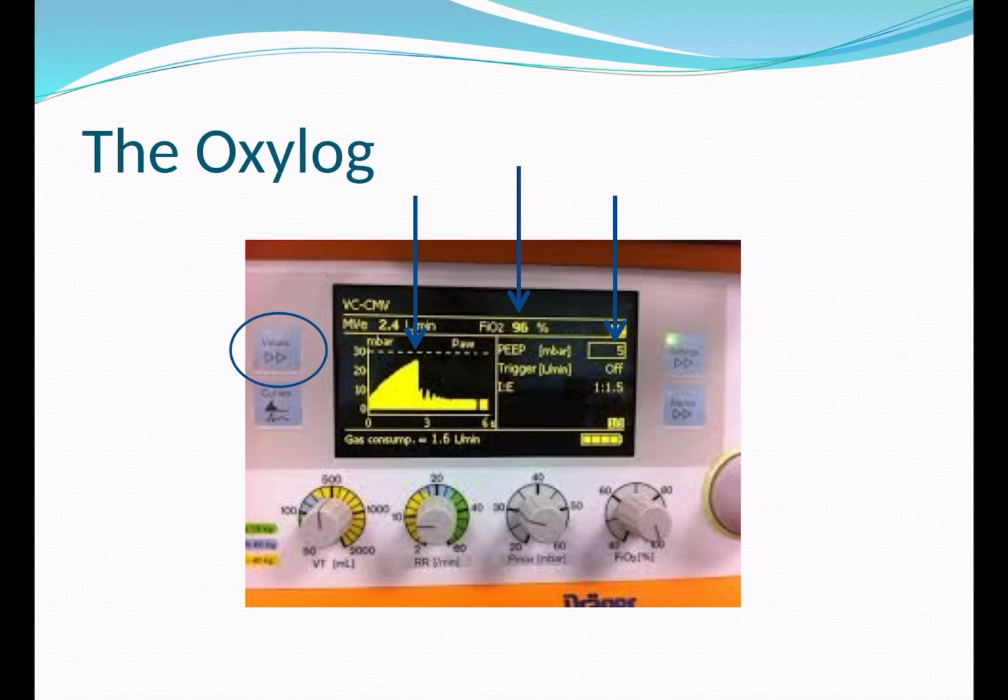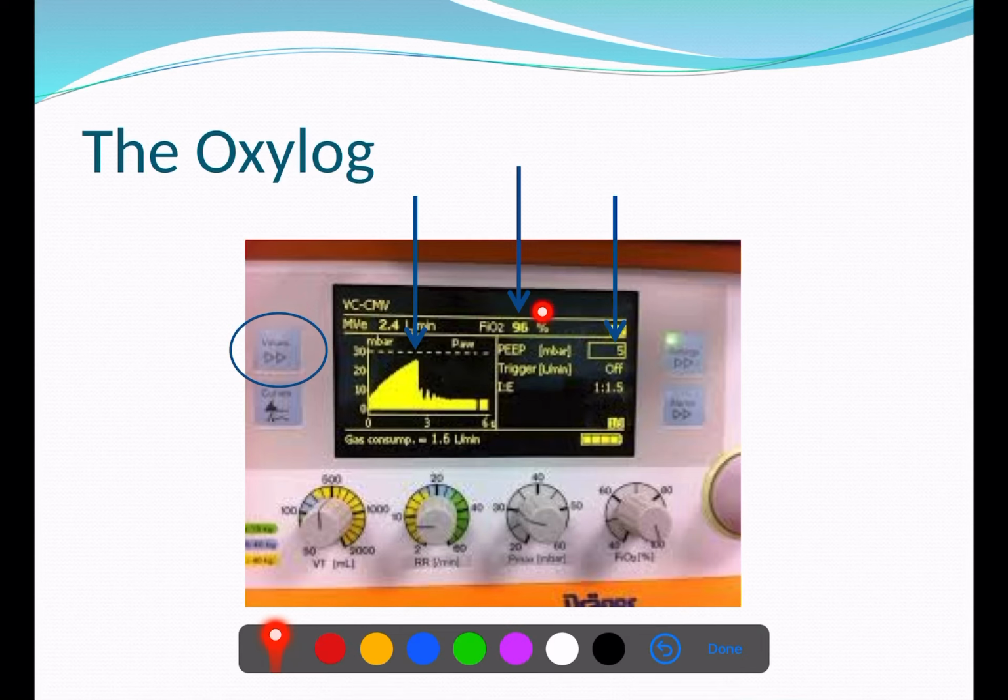I have a video on the Oxylog 3000. Please go and have a look at it because it gives you a good introduction into the most common transfer ventilator that we use here in the UK. But essentially, the screen itself shows you most of what you need to know. It shows you the fractional inspired concentration of oxygen. It shows you how much PEEP they've set. And you can see from the graph roughly how much pressure they are.